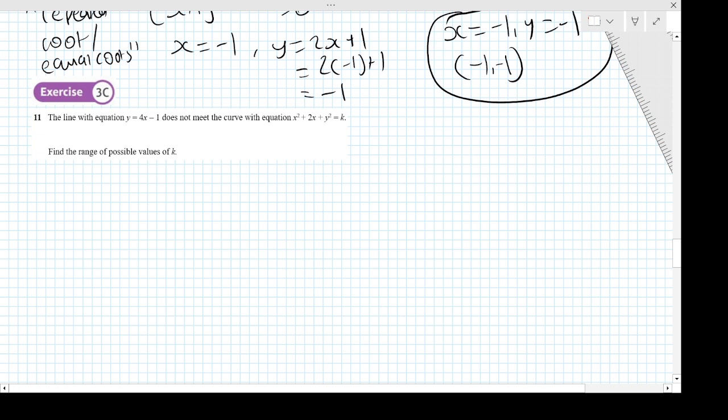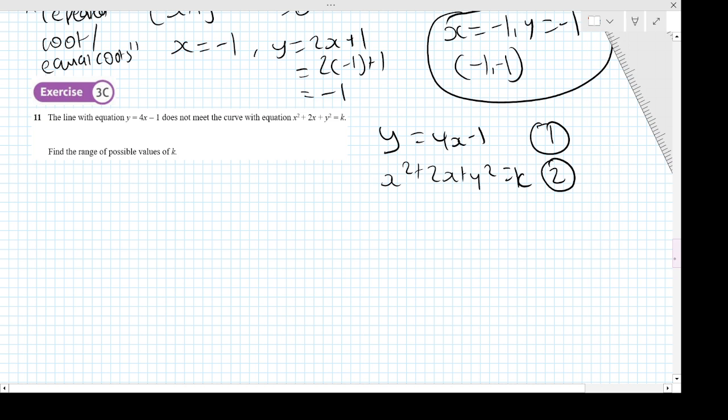The line with equation y = 4x minus 1 does not meet the curve with equation x squared plus 2x plus y squared equals k. Find the range of possible values of k. Okay, well, again, we've got a simultaneous equation, so y is 4x minus 1, and x squared plus 2x plus y squared is equal to k. Call that equation 1 and 2, for instance.